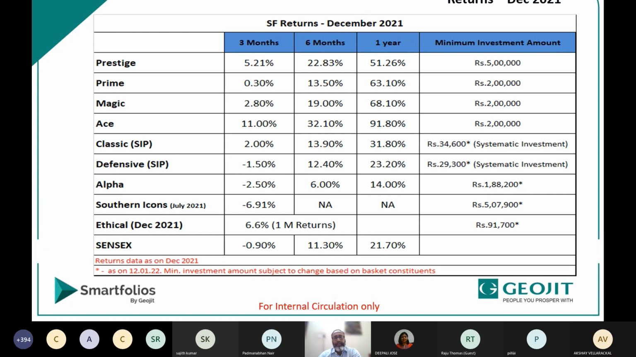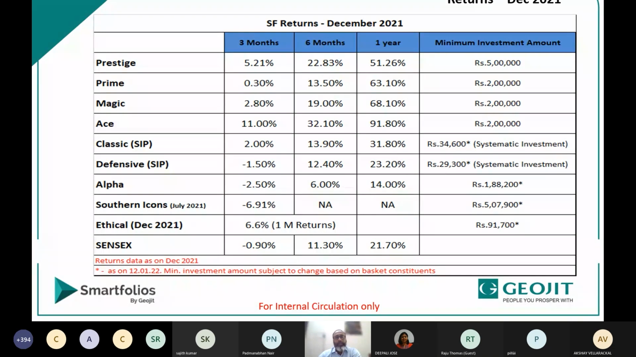Prime, Magic, and Ace, it has given close to 63%, 68%. Ace, which was for aggressive investors, has given 90% returns in the last 1 year. This is all against a Sensex return of 21% in the last 1 year, as on December 31st. Classic SIP and defensive SIPs have also fared decently well, considering that these are all systematic investment plans.